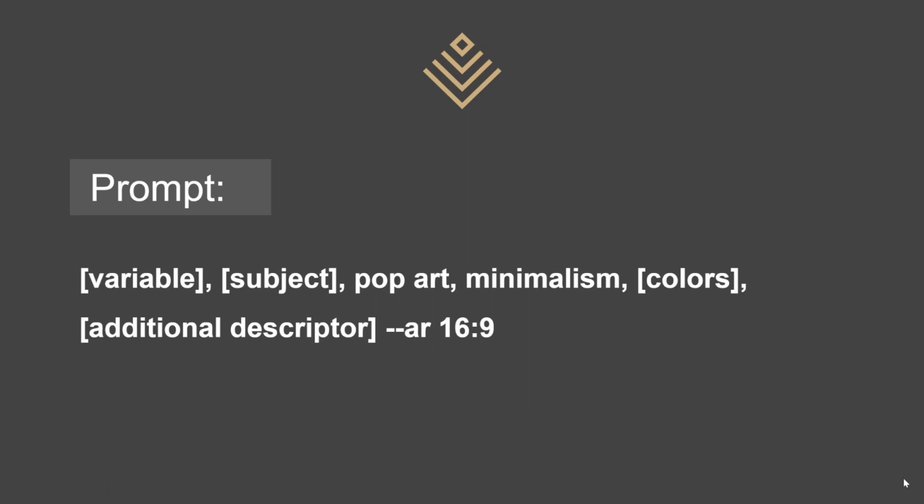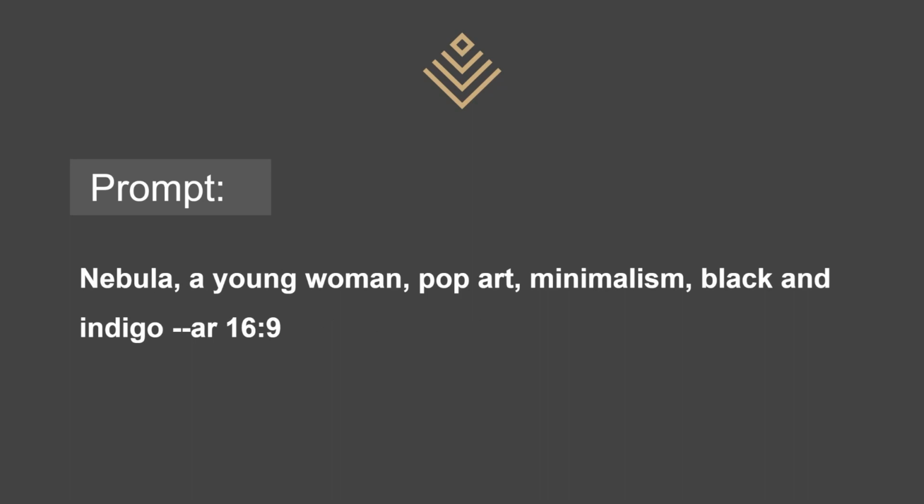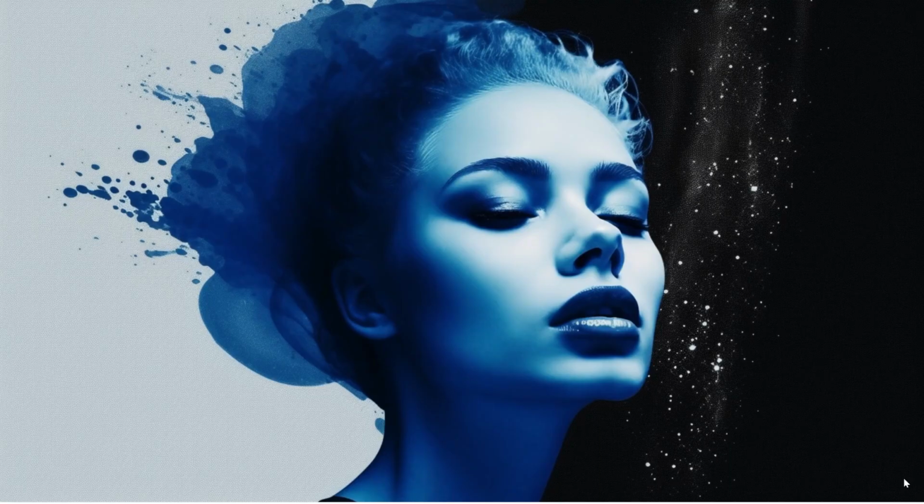So now the basic prompt is with the variables. You add some variable, for example, the country, the subject, and then pop art, minimalism, and then you can add the colors and any additional descriptors. For example, nebula, a young woman, pop art, minimalism, black and indigo. Here are those results.